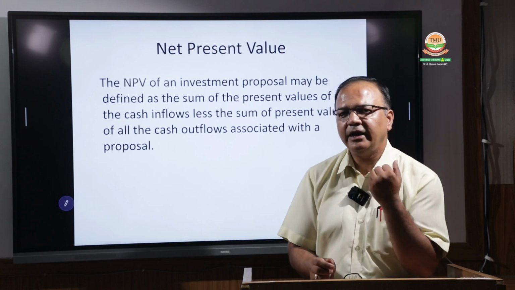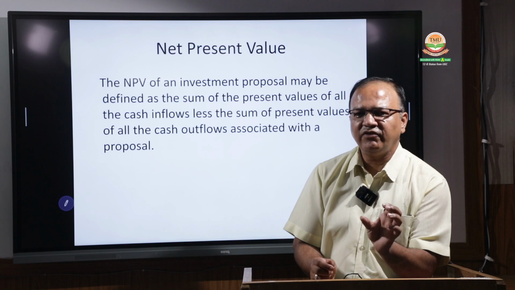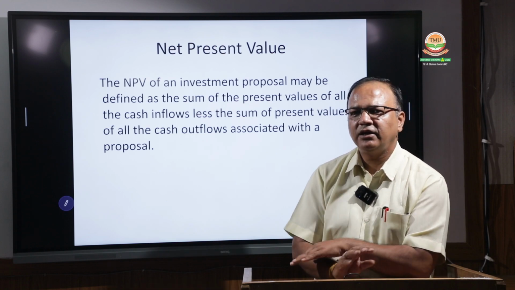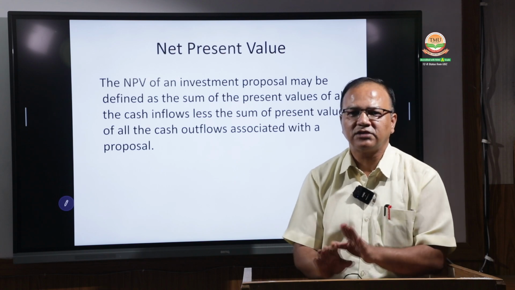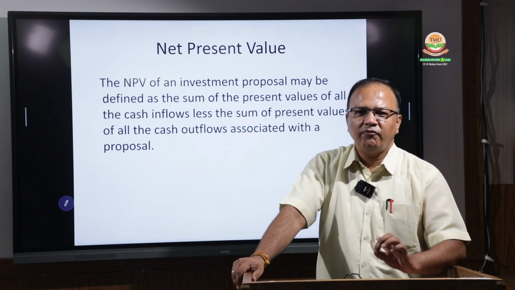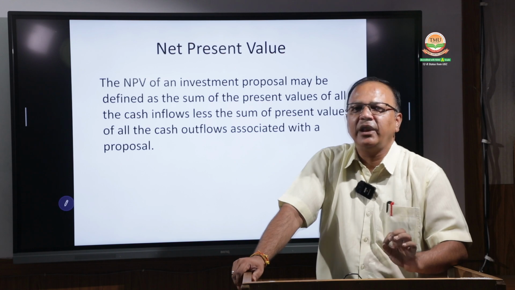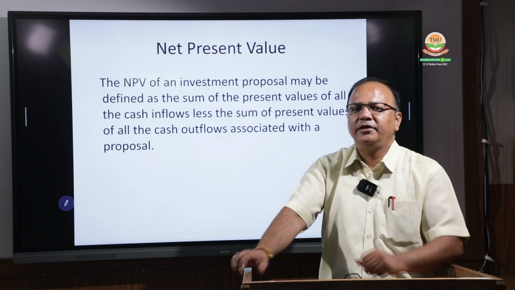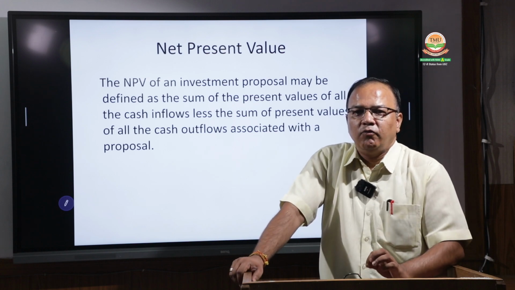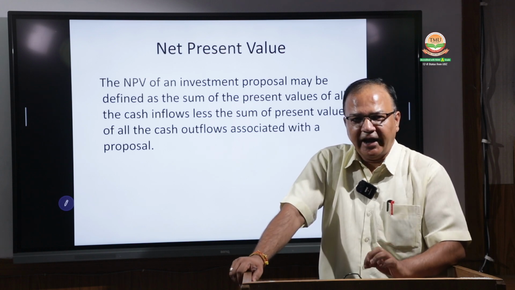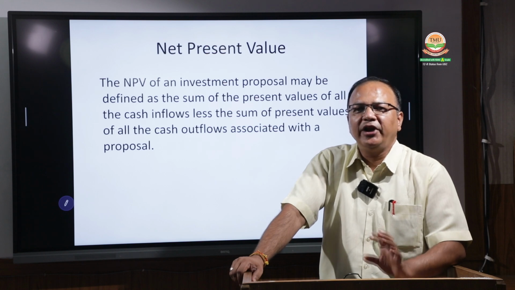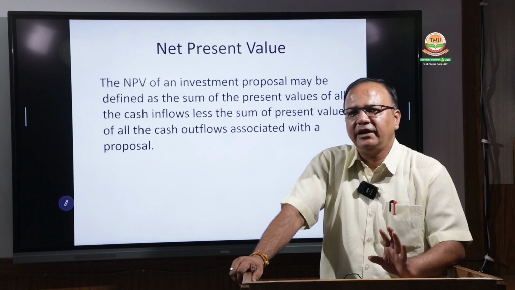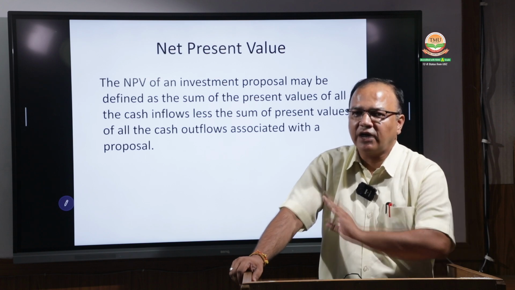If this resultant figure is positive, then project may be accepted. But if in any case the resultant figure is negative, then we can't take this type of decision. So whenever we have to use NPV technique, then we have to see that NPV is positive or negative. If NPV of the project is positive, then we may select. And if NPV is negative, then we can't select.